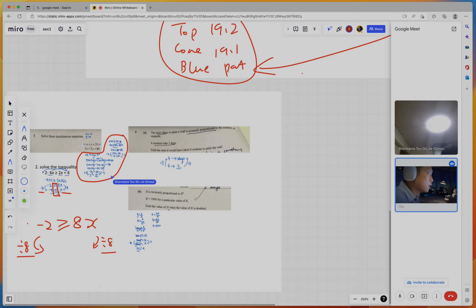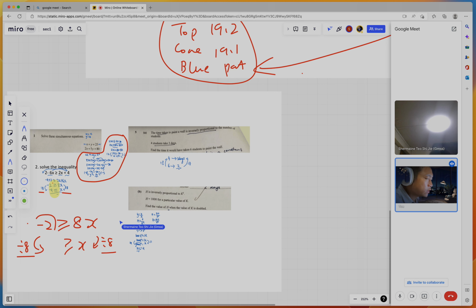You divide by what? What's there? So do you need to switch the sign? No. Then why did you switch the sign? Why did you switch the sign here? Nonsense. So no need to switch the sign. So 8x divided by 8 is x.